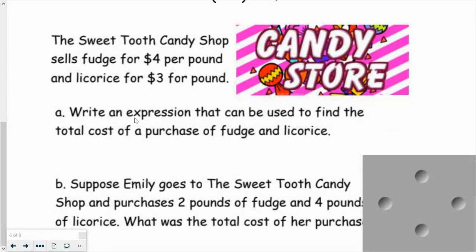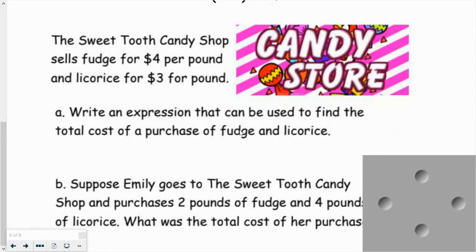So our job is to write an expression that can be used to find the total cost of a purchase of fudge and licorice. Okay, so we get to come up with our own variables for this. Okay, they didn't tell us what to use. Normally when you're looking for variables, you want to look at what the first letter is of the word that represents the variable.